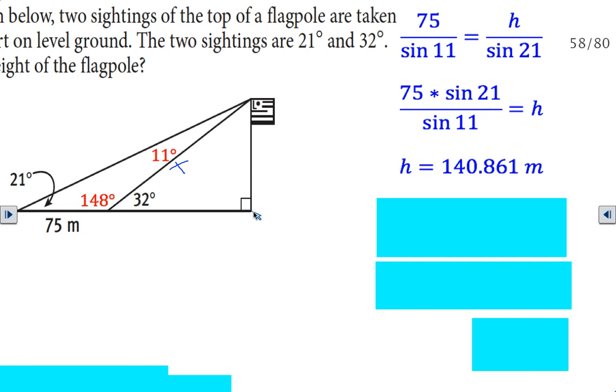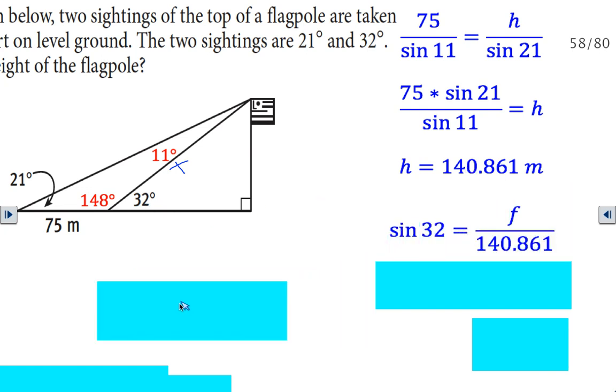But now that we have that, we can use our trig ratios to find this measurement here. So we know that h is 140.861 meters, okay? And we want to find the opposite side. We have this side angle here, so we're going to use the sine ratio.